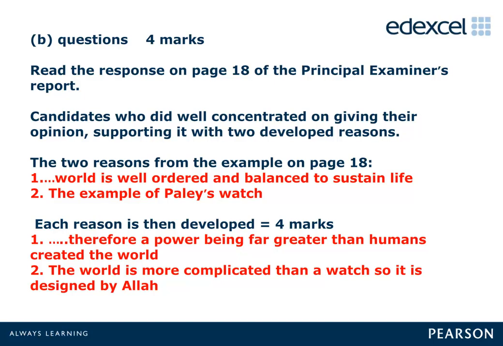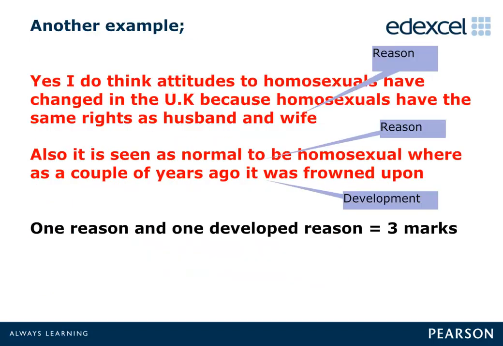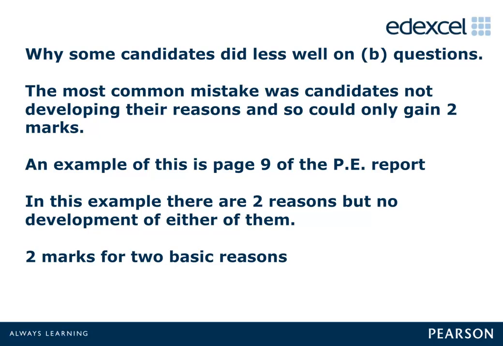This is an example of a good B answer, which received full marks. Development is not a random statement or another reason, but must link to the question and to the reason already given. The difference between a basic reason and development of a reason is clearly shown in this example. Find the example on page 9 of the Principal Examiner's report.